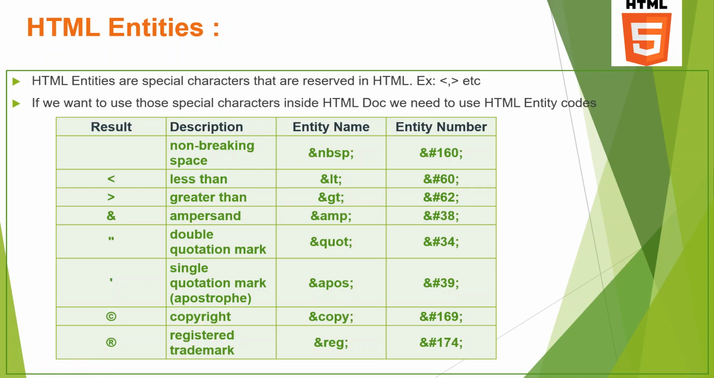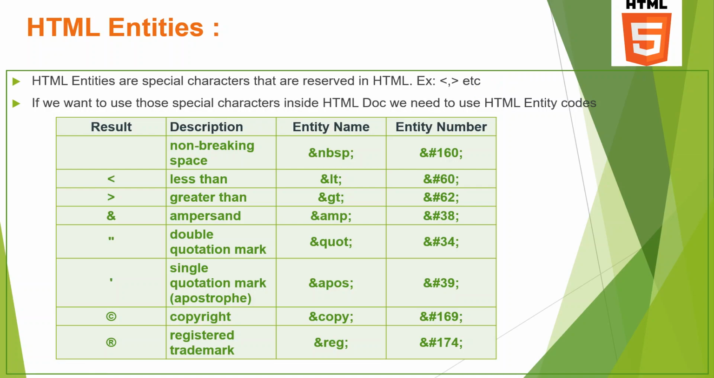Let's discuss the HTML entities. Entities are special characters, friends, that are reserved in HTML. For example, we use less than and greater than symbols for defining tags. So what if we need to use these less than and greater than symbols inside the tags? What will the browser do in that case?